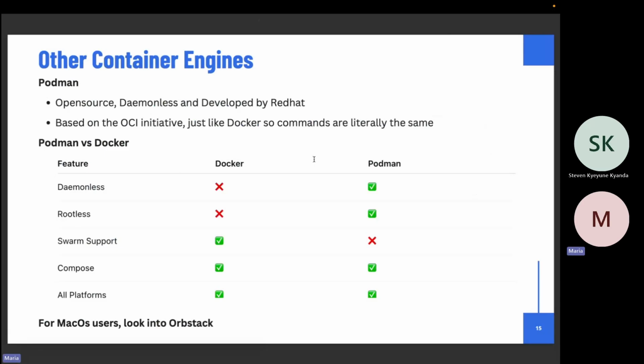The Open Container Initiative is a standard that dictates how containers and images should be pushed and pulled. So you'll find that the commands are the same. Where you have Docker pull, they have Podman pull. Docker push, Podman push. It's the same because they're all based on that same standard, the OCI initiative.